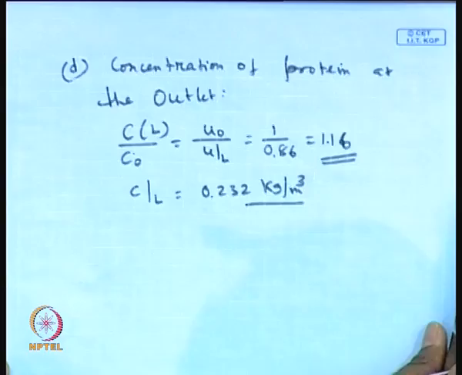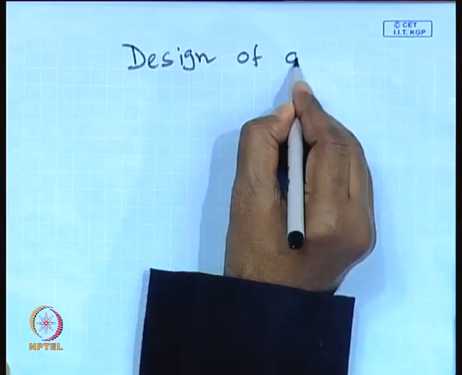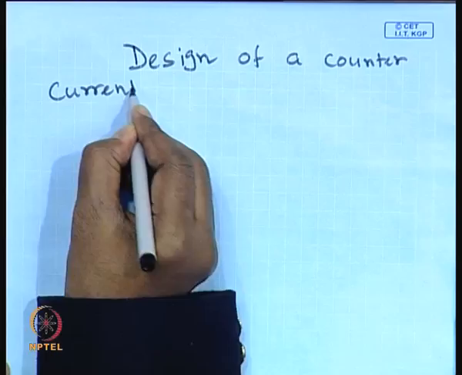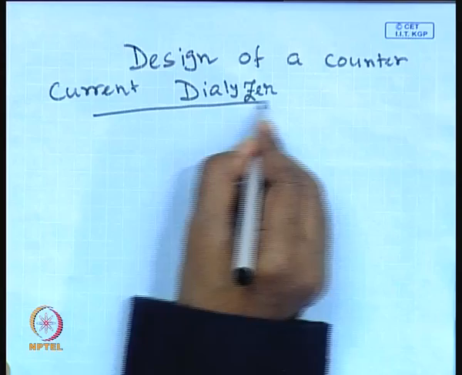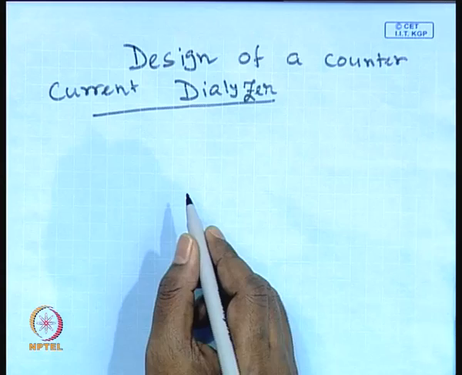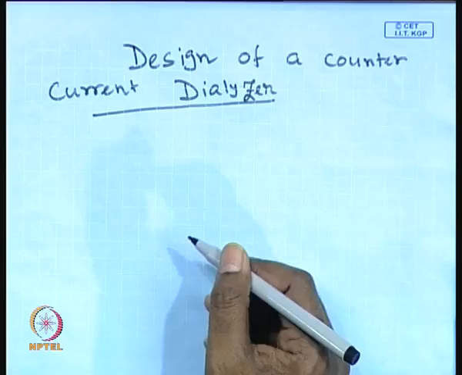Okay. So, for the next set of problems I have selected dialysis, and this is a design of a counter current dialyzer. This problem has been very carefully selected, and here I will be doing the one dimensional model calculation. For example, using the log mean concentration difference idea, we will be doing the design.